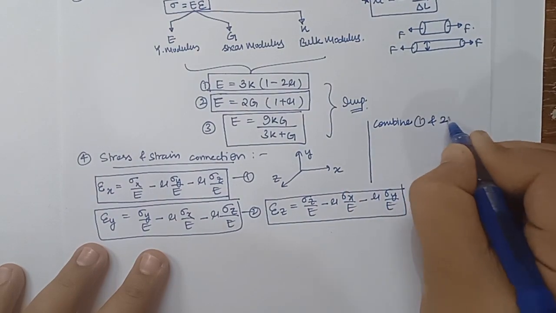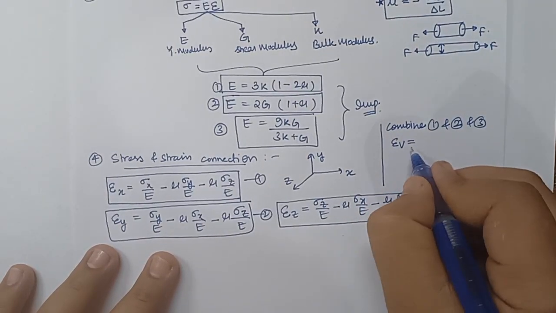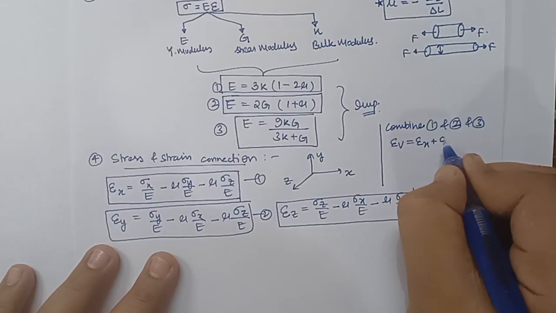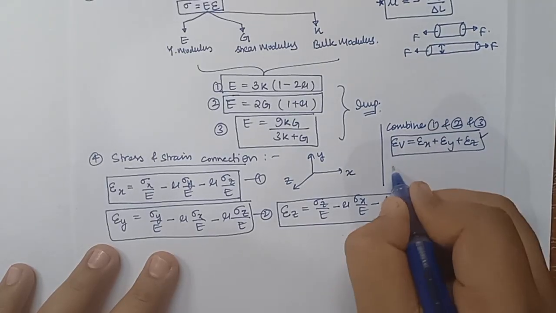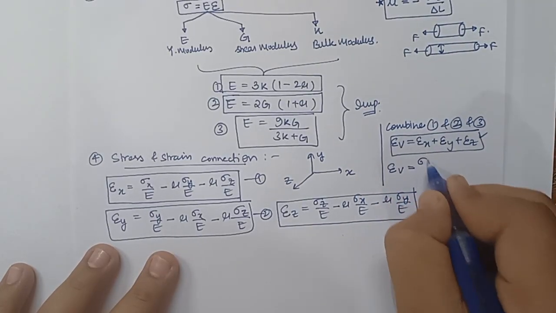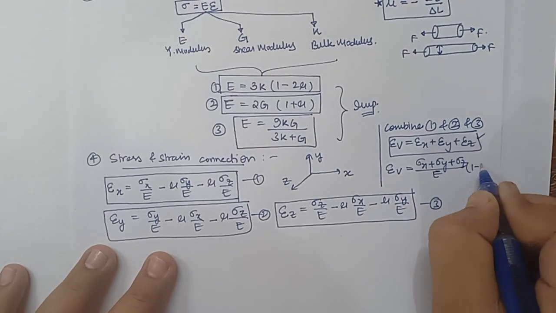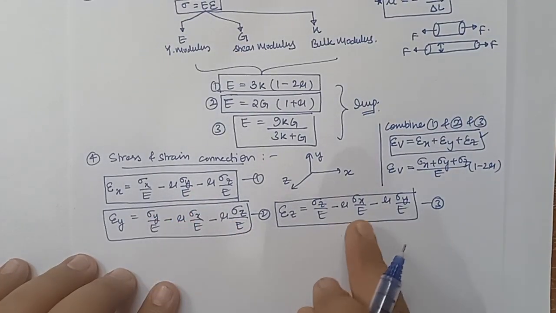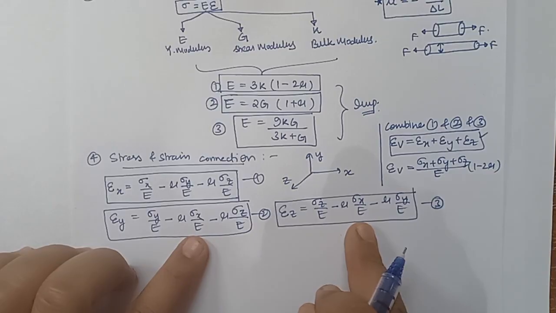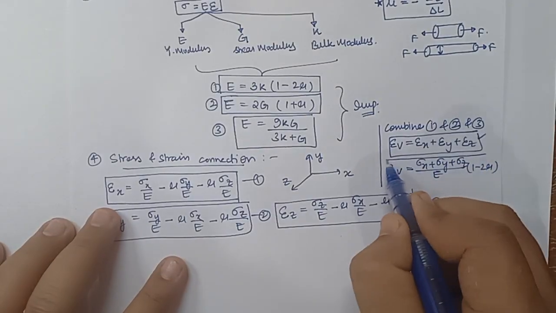epsilon v, the volumetric strain, which is epsilon x plus epsilon y plus epsilon z. By calculating this, you will get (sigma x plus sigma y plus sigma z) by E times (1 minus 2 mu). Why 2 mu? Because if I add these all, the mu sigma x by E term will come 2 times. So that's why 2 mu, and 1 sigma by E is there, that's why 1. So this is the volumetric strain.